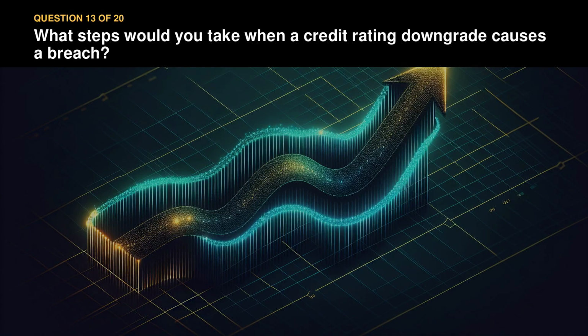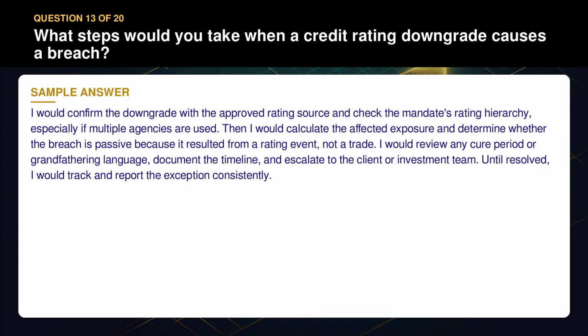Question 13. What steps would you take when a credit rating downgrade causes a breach? I would confirm the downgrade with the approved rating source and check the mandate's rating hierarchy, especially if multiple agencies are used. Then I would calculate the affected exposure and determine whether the breach is passive because it resulted from a rating event, not a trade. I would review any cure period or grandfathering language, document the timeline, and escalate to the client or investment team. Until resolved, I would track and report the exception consistently.